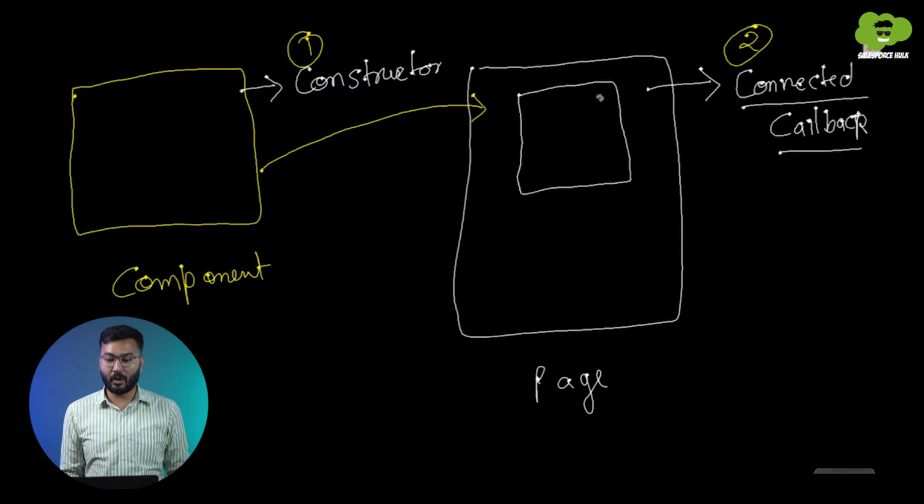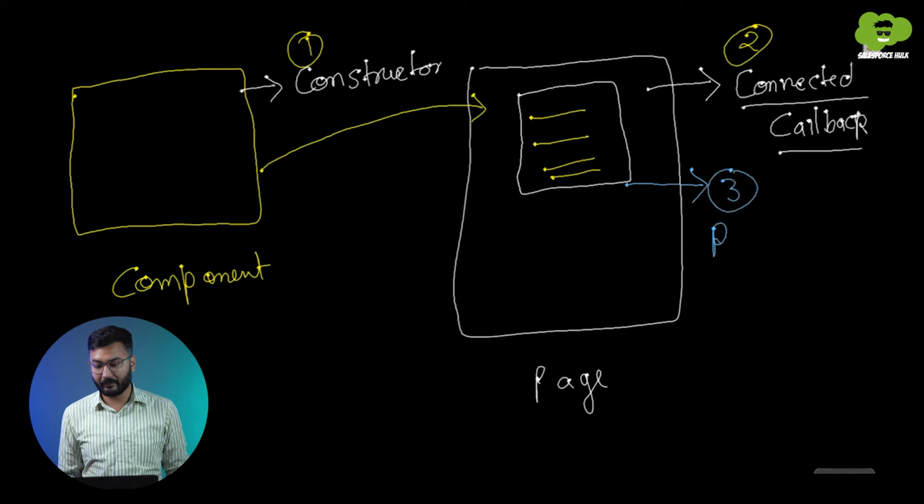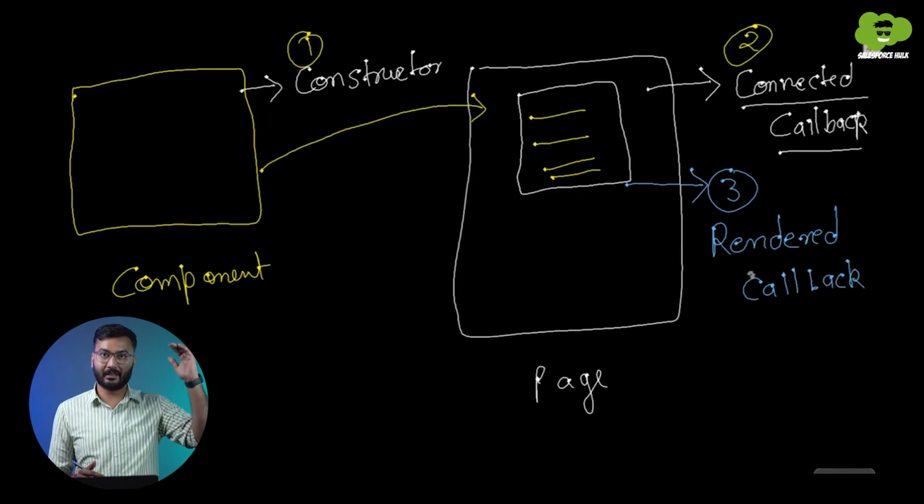Now let's assume that the component is there inside that page and there are different elements inside that component. Once all those elements are rendered in that component, then the third stage, or the third hook, will get called, and the method name is renderedCallback. So whenever the elements are done and this component is ready to use, then the third method will be called, that is renderedCallback.